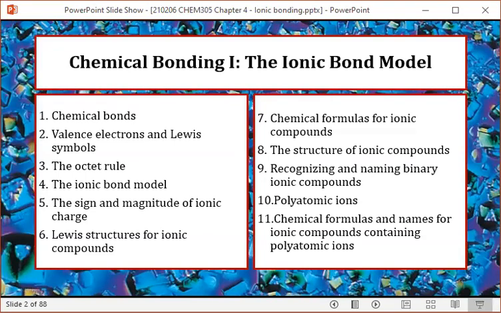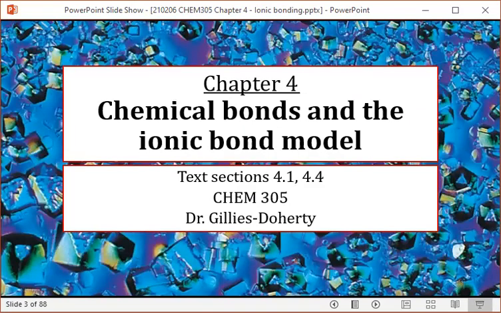And in the second half of Chapter 4, we're going to talk about the chemical formulas for ionic compounds, the structures of ionic compounds, how to name ionic compounds, including those that are binary ionic compounds, as well as polyatomic ions. We'll also cover naming hydrates and then writing chemical formulas and names for ionic compounds. So the whole second half is all about what we call nomenclature, how to name and write the formulas for ionic compounds. And the first half is introducing more of the concepts behind ionic compounds. So we'll get started at the beginning with sections 4.1 and a little bit of 4.4 as well.